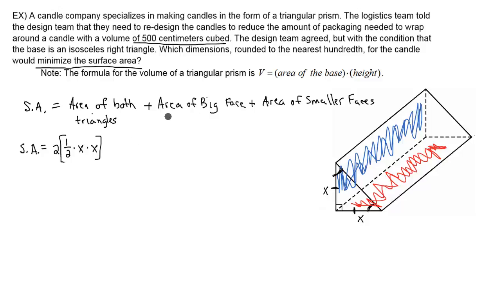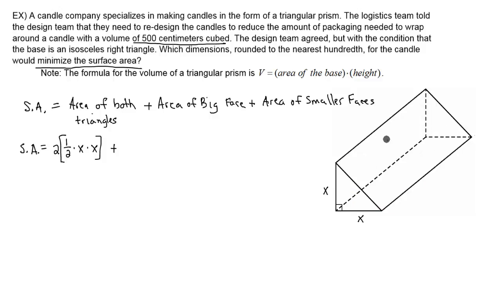Now we have to find the area of the big face, and that's going to be this part right here. So let me get rid of all this. The area of this rectangle, this big rectangle, is going to be length times width. So let's call this long side here D for the depth of this candle. So it's going back that far. And then the other side right here, we could call H, since this is going to be the hypotenuse for this right triangle. So the area of this big face is going to be H times D. So I'm going to add in H times D here.